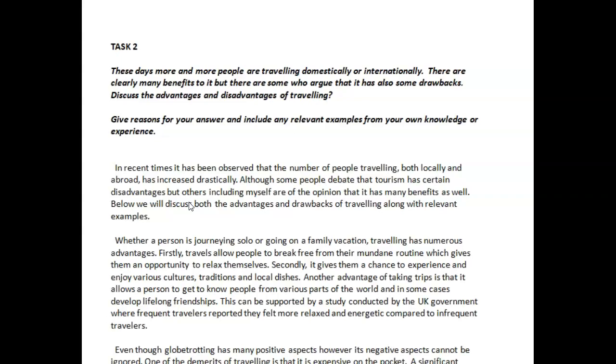Okay. Let's see. However, careful with this language. Look at this. Discuss both the advantages and drawbacks of traveling. Discuss the advantages and disadvantages of traveling. The only word you changed was this. So be careful. It's considered lifting directly from the question. So avoid this. This will all be marked against you. Okay? Let's continue.